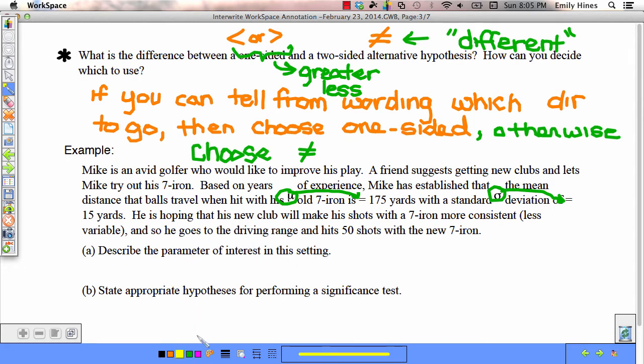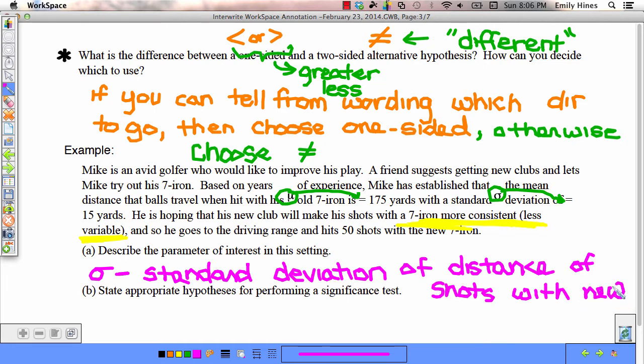Well, I can see from this right here, I'm wanting it to be more consistent. Well, what thing measures consistency? That's some measure of spread, which in this case has to be the standard deviation. So my parameter of interest is the standard deviation of his shots with the new club.